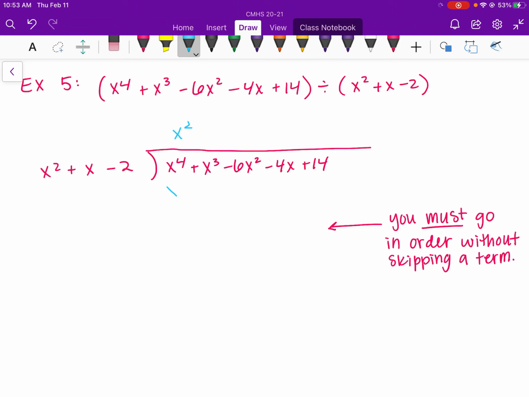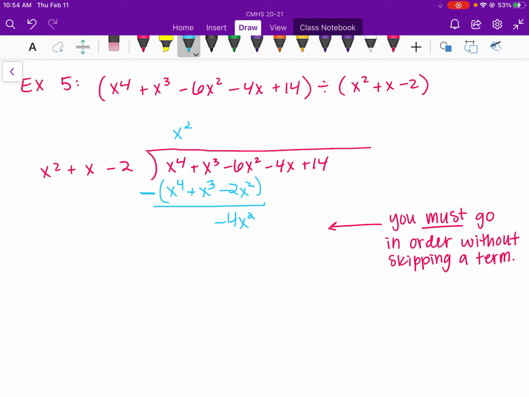x squared times x squared, x to the fourth. x squared times x, x to the third. x squared times negative 2, negative 2x squared. Parentheses, subtract. The 4's are gone, the 3's are gone. We have negative 6x squared minus negative 2x squared, which is negative 4x squared.